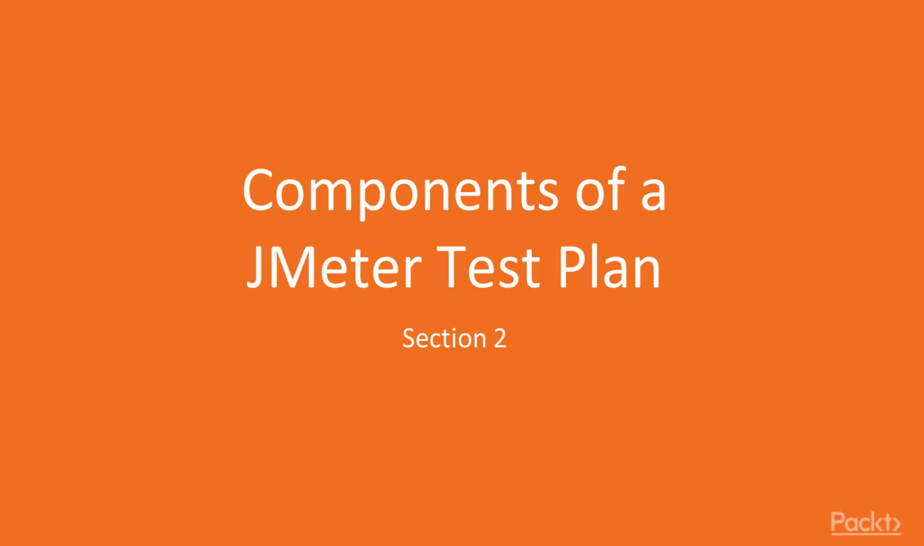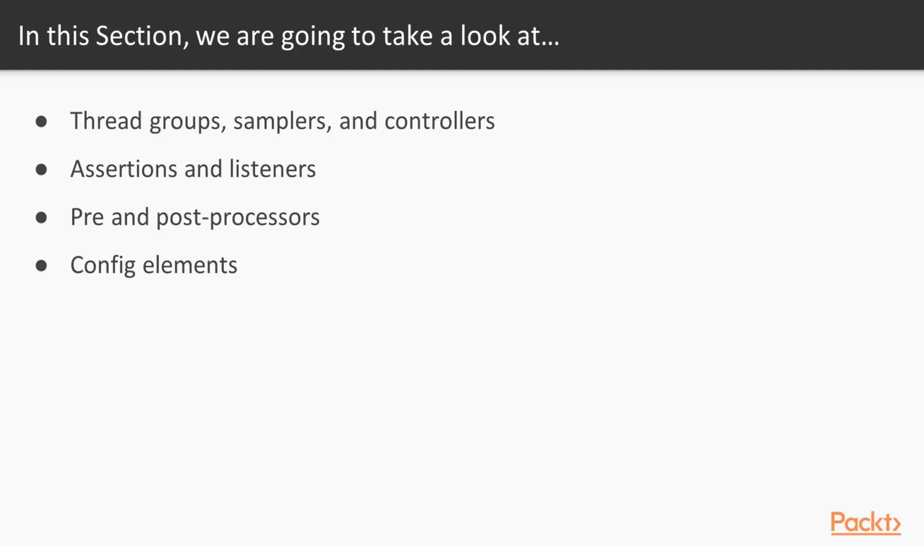Welcome to section 2. It is called Components of a JMeter Test Plan. So what are we going to do here? In this section, I want to show you the main types of elements in JMeter that are used to create load test scenarios.